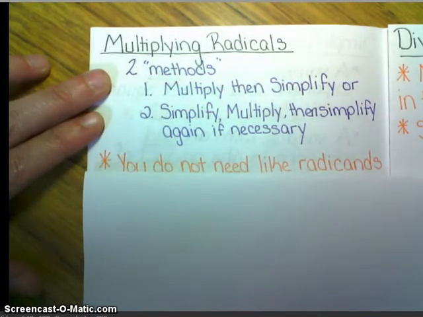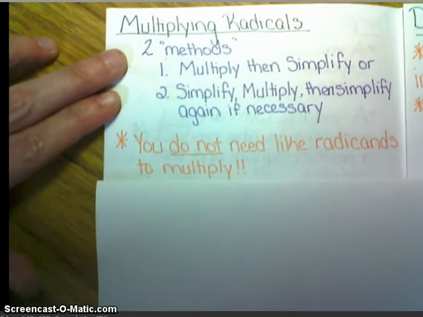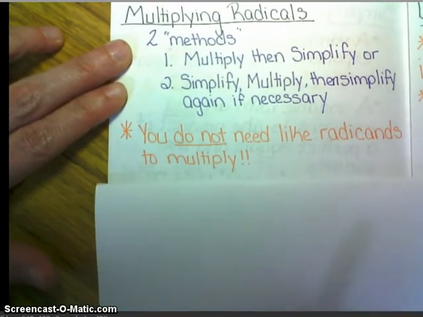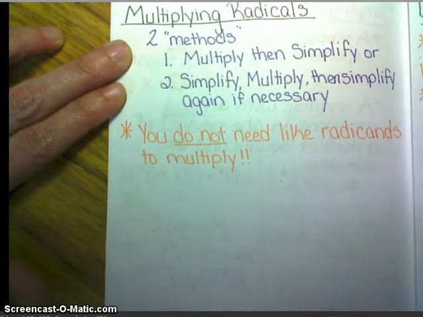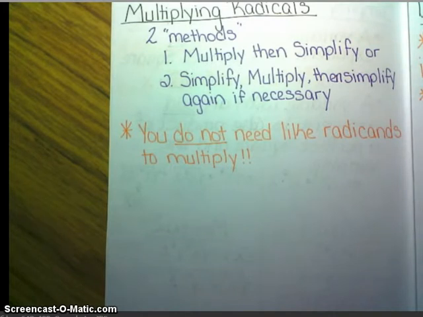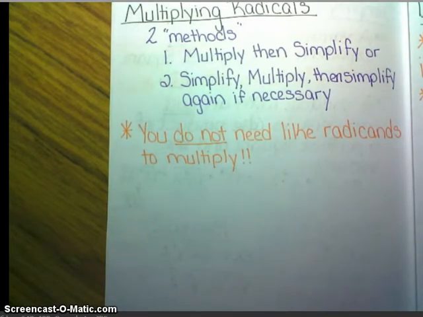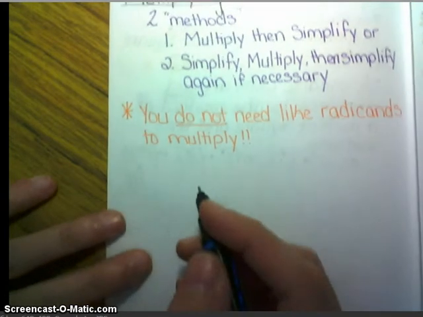Now, a rule for multiplying radicals: you do not need like radicands to multiply. Remember, our radicands are the numbers under the radical sign. I bring that up because when we start talking about adding and subtracting later, that's going to be extremely important. But right now, you do not need like radicands to multiply. So let's do a couple of examples.